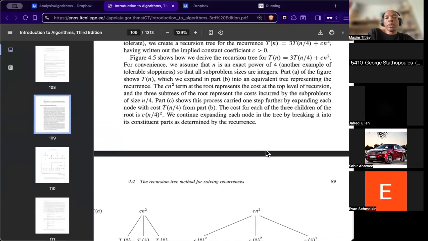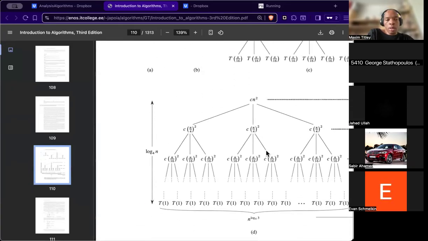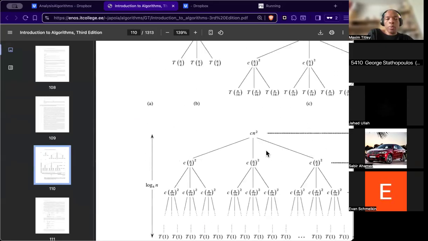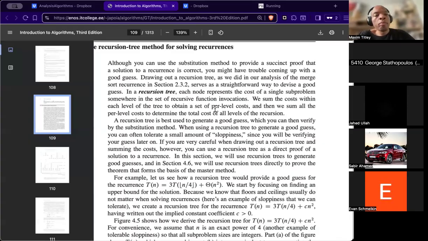So now here's what it says about our particular graph here, our figure 4.5. Here's the context. In a recursion tree, each node represents the cost of a single subproblem somewhere in the set of recursive function invocations. To put that into terminology that's kind of clear for all of us, let's suppose that this were the merge sort, right? At each level, there's going to be a cost of a single subproblem.